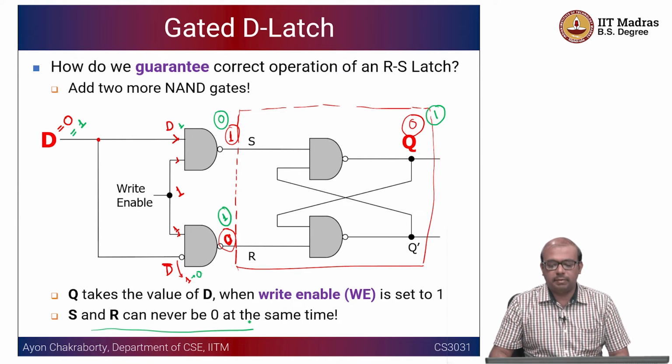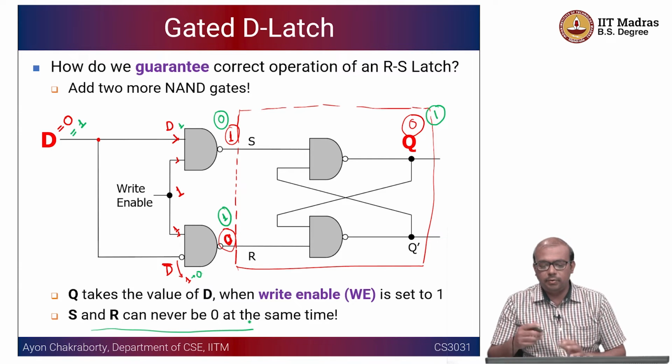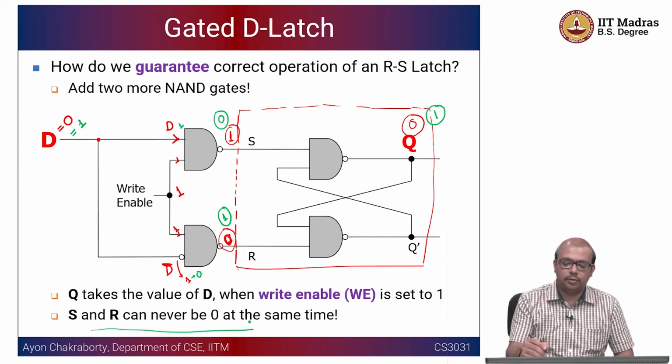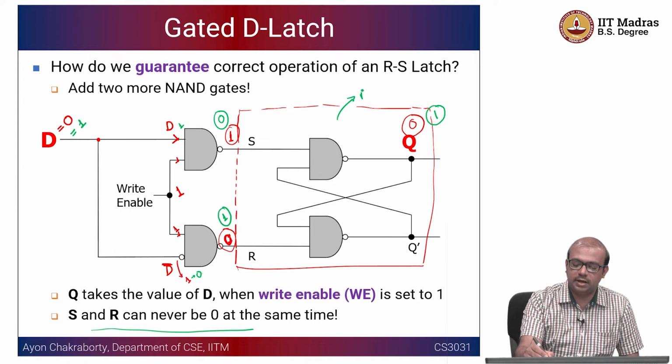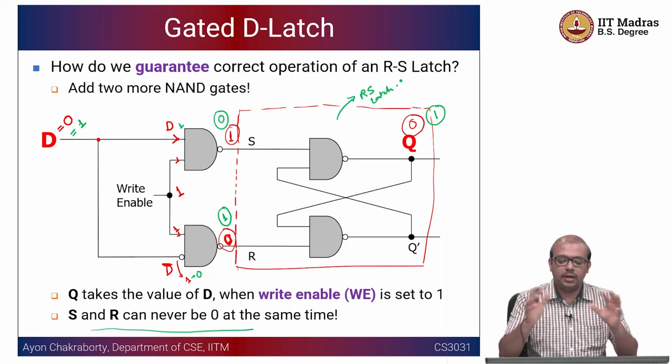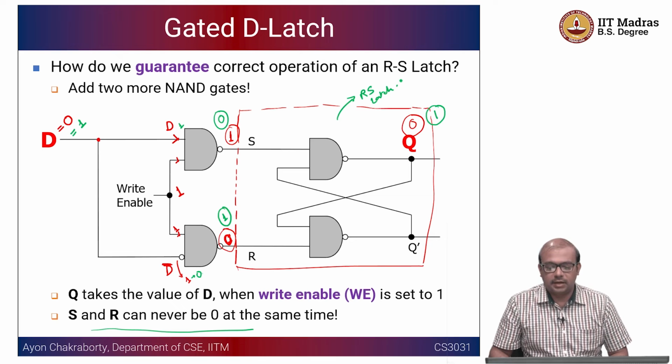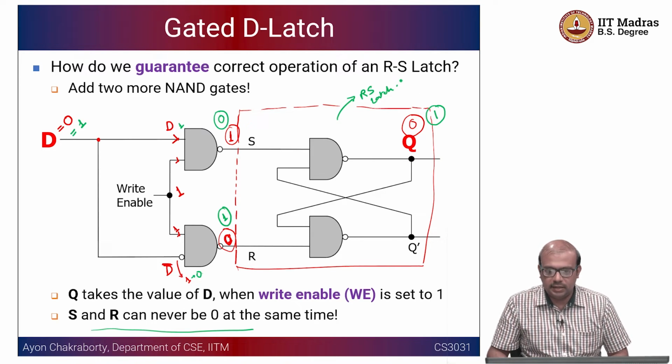Just remember there is nothing new here. We are simply building on top of the SR latch. As I told you, this module itself is the SR latch, and we are putting a cushion over it. We are putting these extra gates before your S and R inputs and calling it a gated D latch.